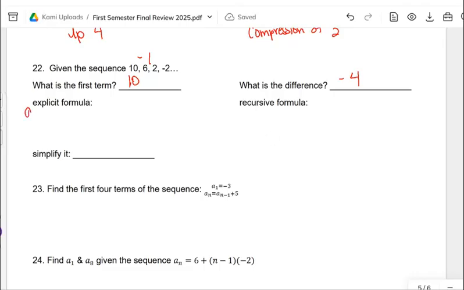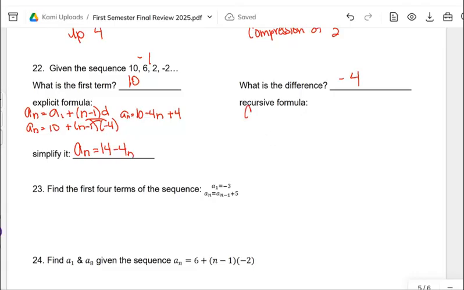Explicit formula is a sub n equals a1 plus n minus 1 times your difference. So I have a sub n equals 10 plus n minus 1 times negative 4. To simplify it, I distribute that throughout. So I'd have a sub n equals 10 minus 4n plus 4. It's negative 1 times negative 4. So my simplified, it would be a sub n equals 14 minus 4n.